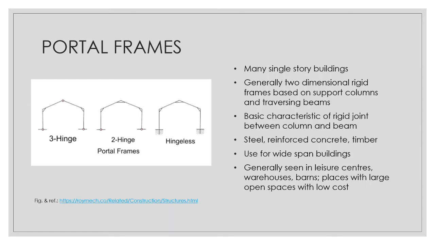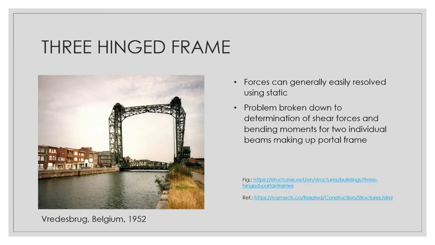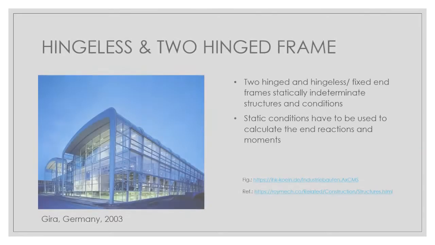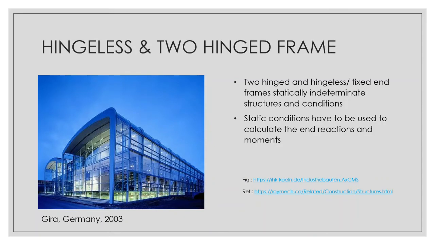They are mostly used in single-story buildings and generally two-dimensional, rigid frames based on support columns and traversing beams. They are generally seen in buildings which have wide spans, such as warehouses or barns. In the 3-hinged frame, the forces can generally be easily resolved using statics. Then the hingeless or 2-hinged frame. The 2-hinged and hingeless or fixed end frames are statically indeterminate structures, and the static conditions have to be used to calculate the end reactions and moments.